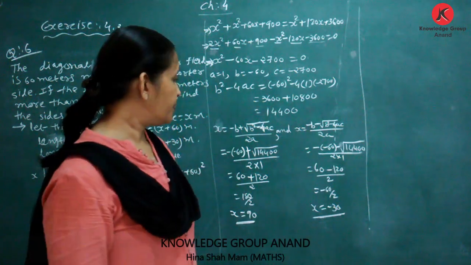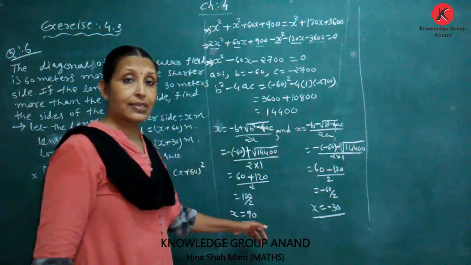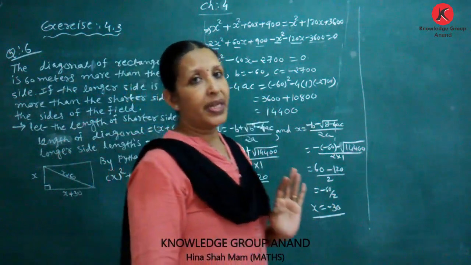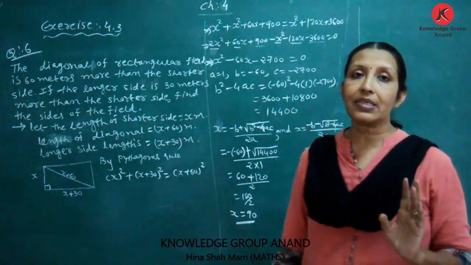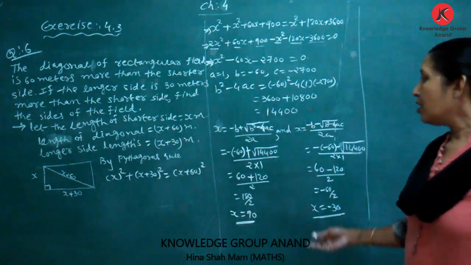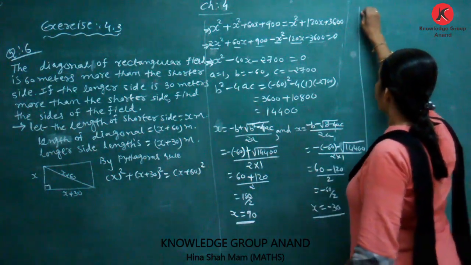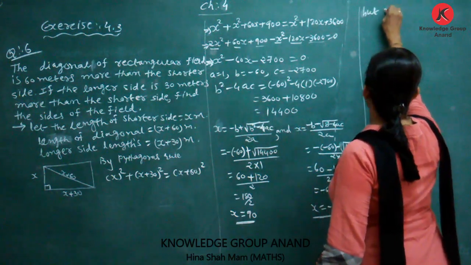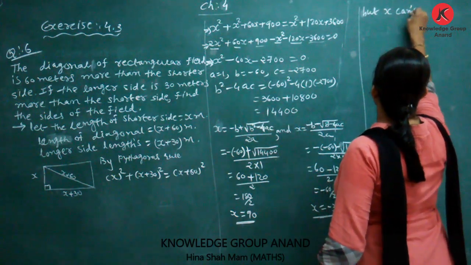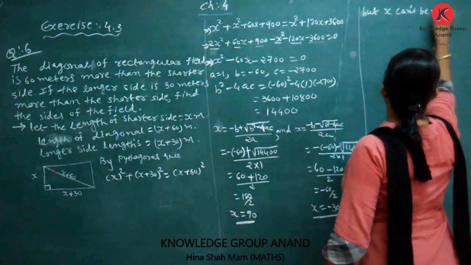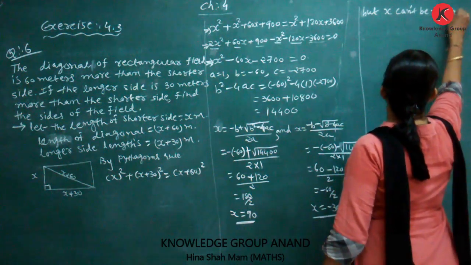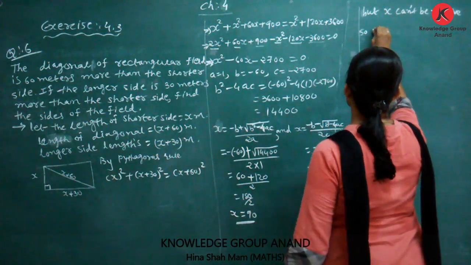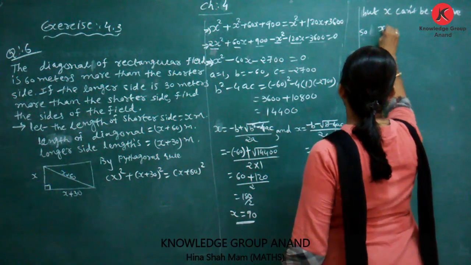But we know, what is x? x is the length of the shorter side. A side can't be negative. Therefore, x cannot be negative. So, x is equal to 90.